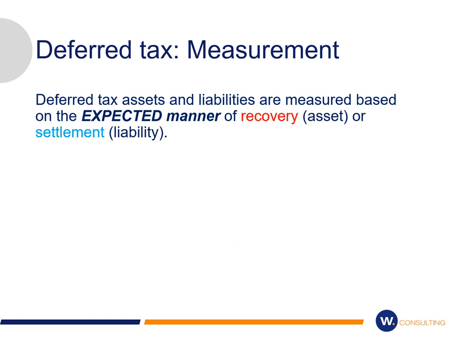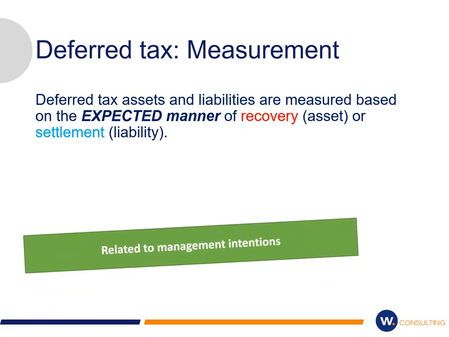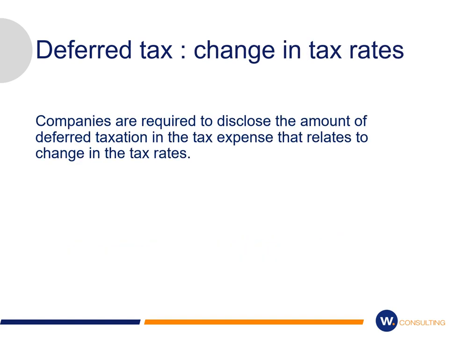Deferred tax assets and liabilities are measured based on the expected manner of recovery, that's for an asset, or settlement for a liability. And it's related to management intentions. This happens a lot with property, plant and equipment, for instance, where we ask ourselves whether we are going to recover through use or whether we are going to recover it through sale. Change in tax rates. Companies are required to disclose the amount of deferred taxation in the taxation expense that relates to change in tax rates.